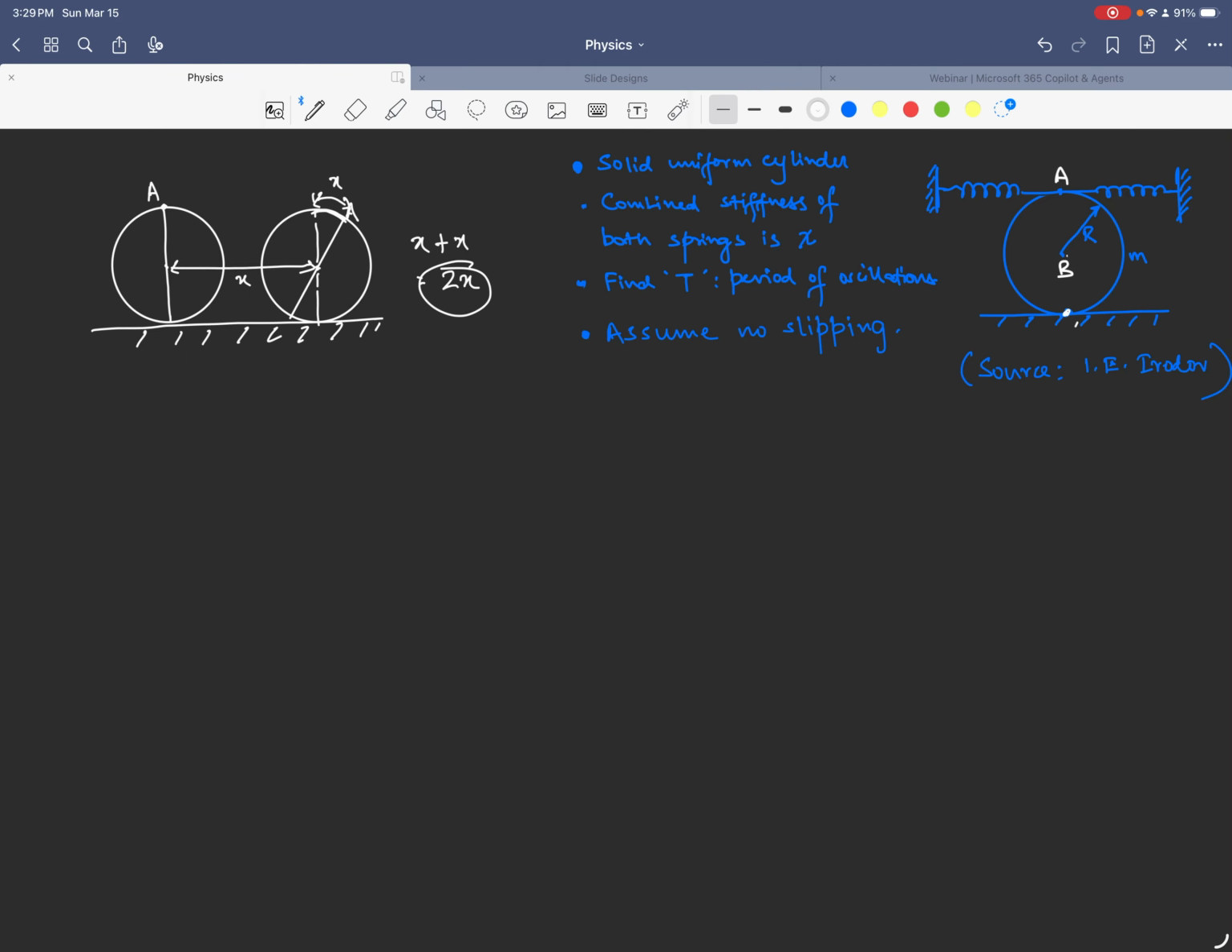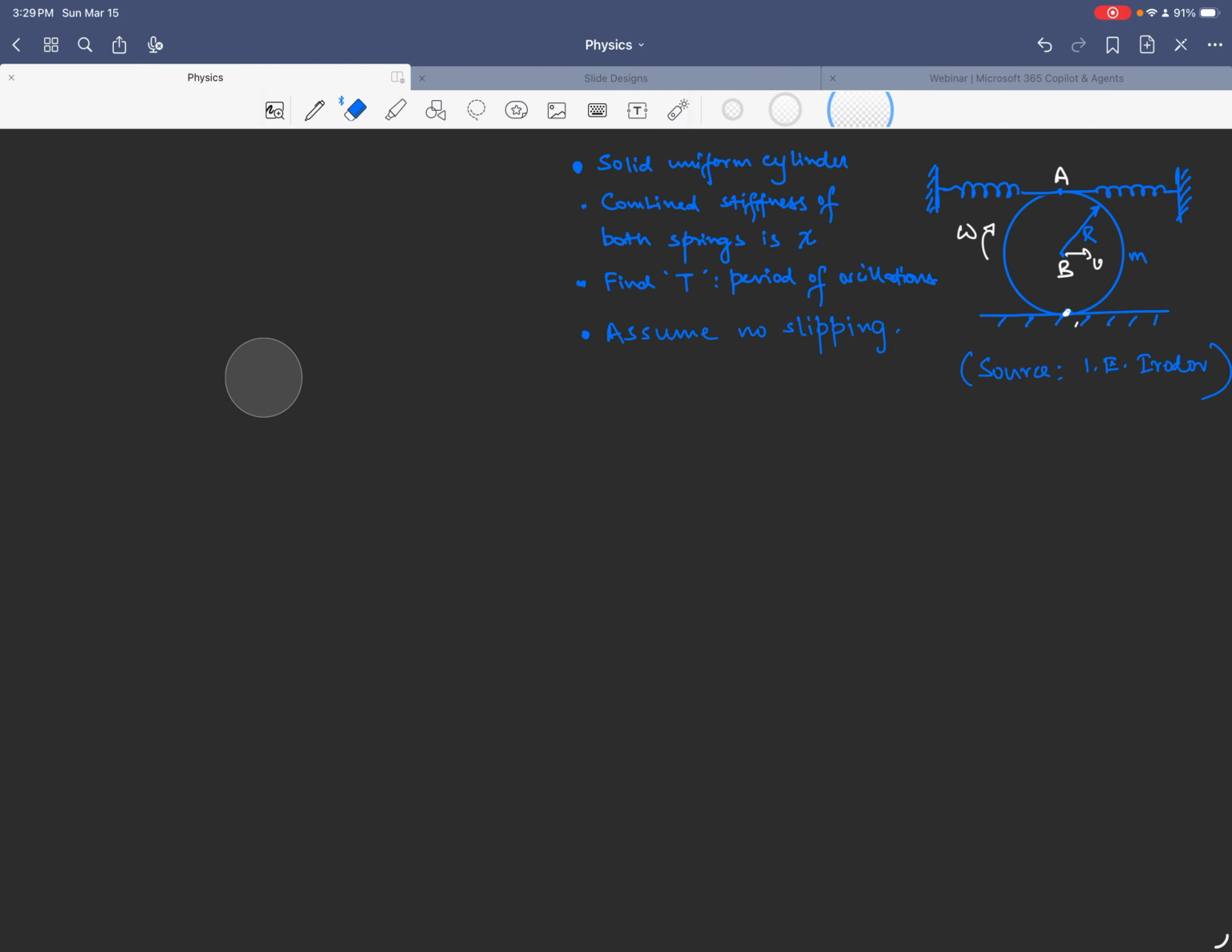Again, if we were to say that this center moves with velocity v, there is an angular velocity omega, and the radius is given. For no slipping, we also know that v is equal to r omega, right? We can derive it very easily as a condition of pure rolling or no slipping. So with that in mind, let me just get rid of this diagram and let's dive into solving this.